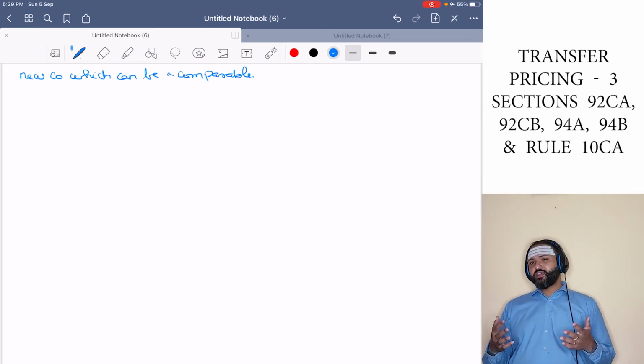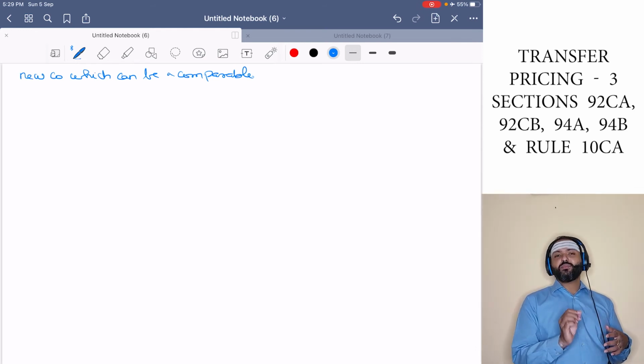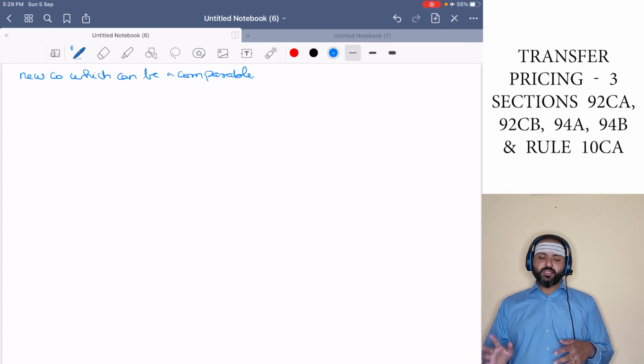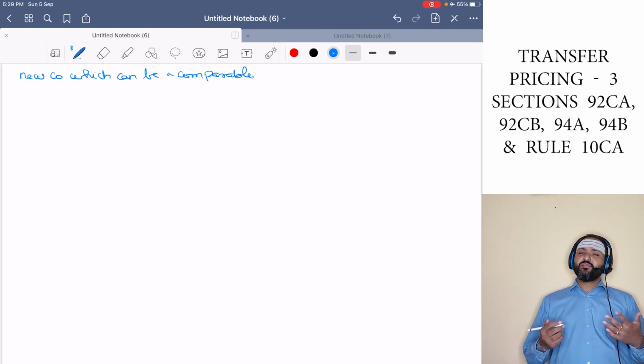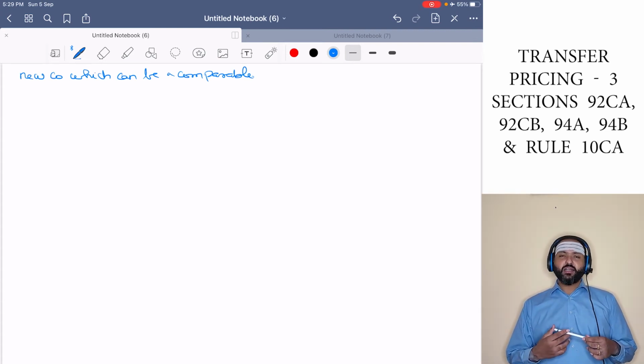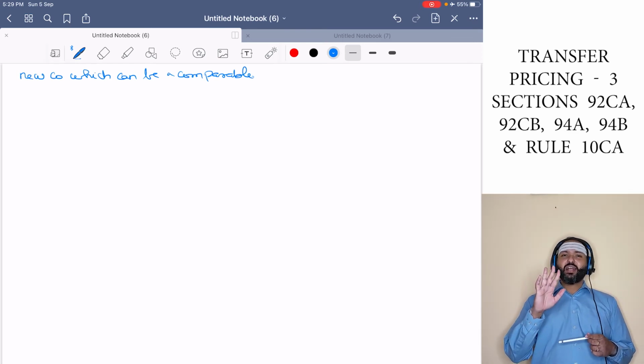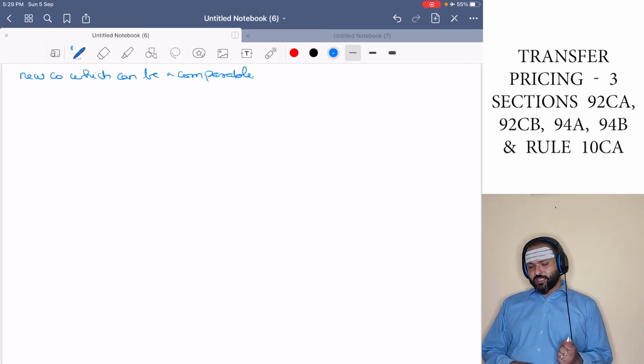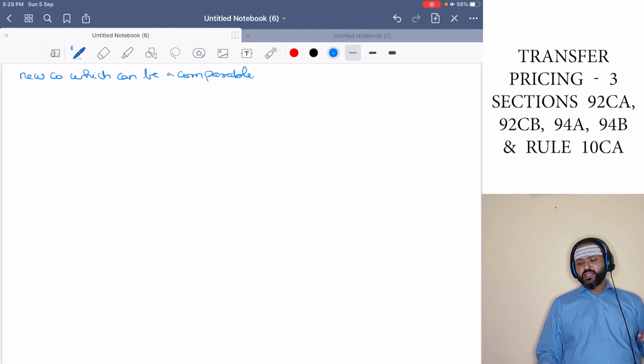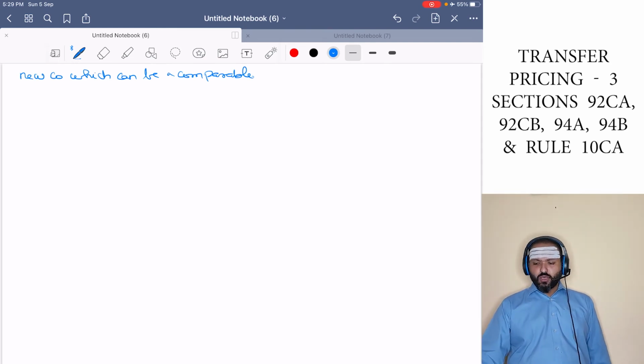And if the assessing officer feels that the contention of the assessee for a comparable is not correct, he can remove it. That's it. So this happens whenever there is a transfer pricing officer or assessing officer trying to redetermine arm's length price. So with this, the range concept comes to a close.